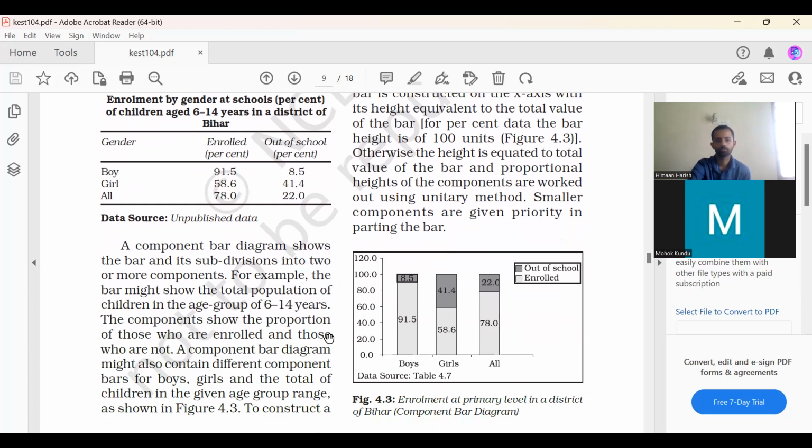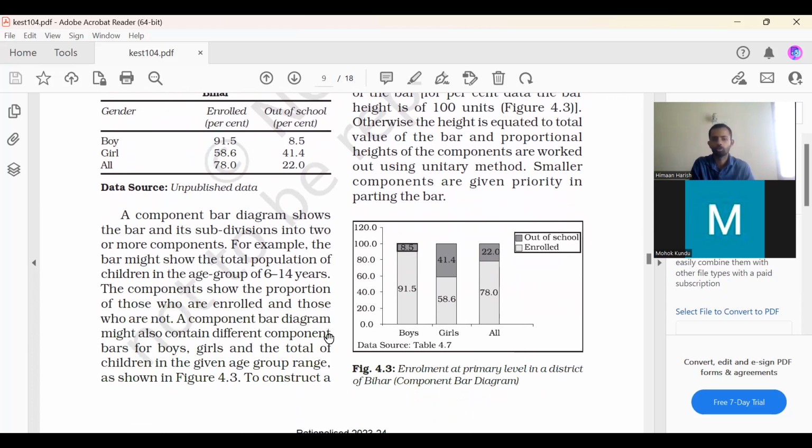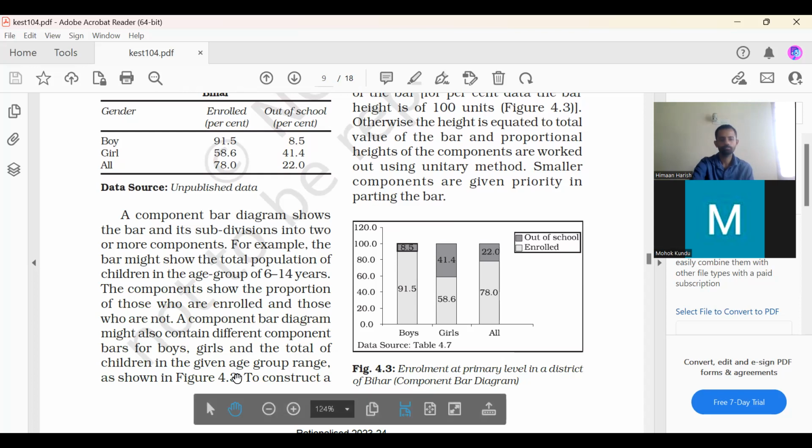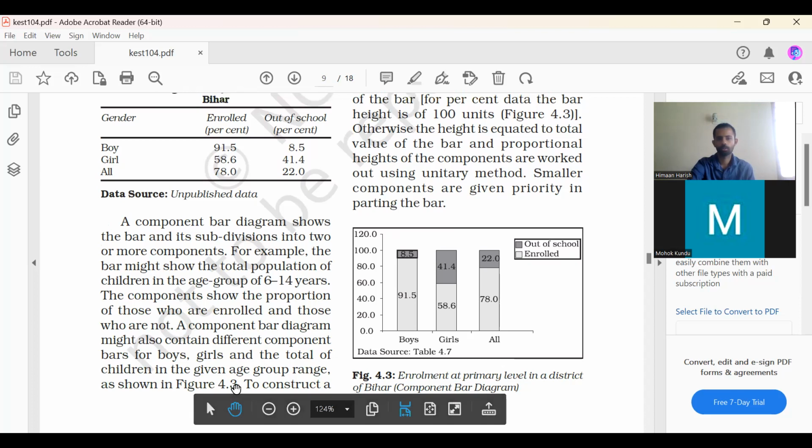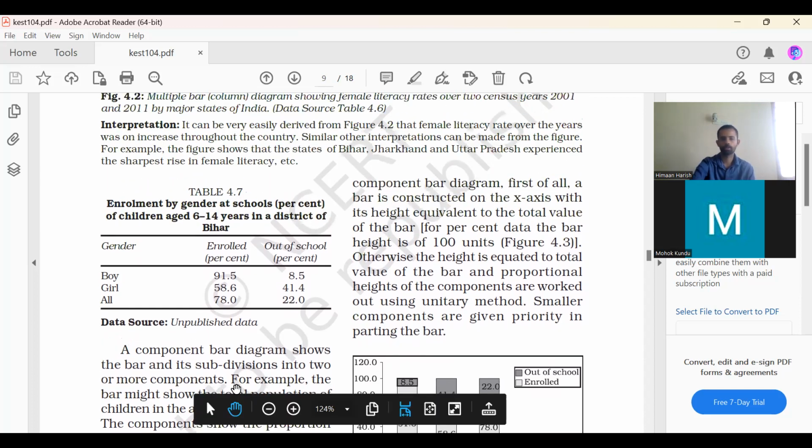A component bar diagram shows the bar and its subdivisions into two or more components. For example, the bar might show the total population of children in the age group of 6 to 14 years. The components show the proportion of those who are enrolled and those who are not. A component bar diagram might also contain different component bars for boys, girls, and the total of children in the given age group range, as shown in figure 4.3. This can be revised as an assignment, and the activities can be solved when the schools reopen.